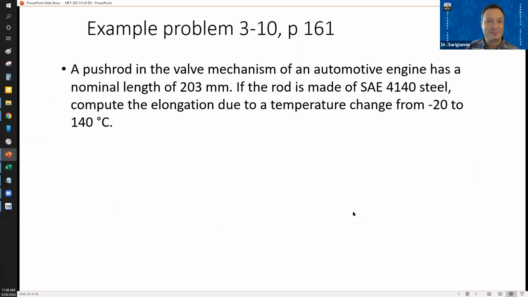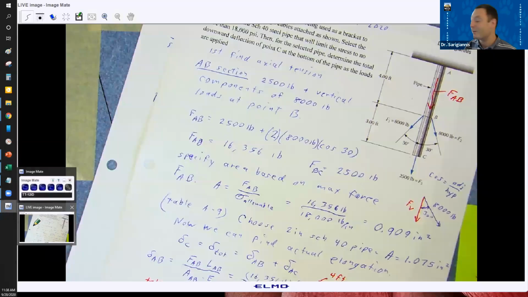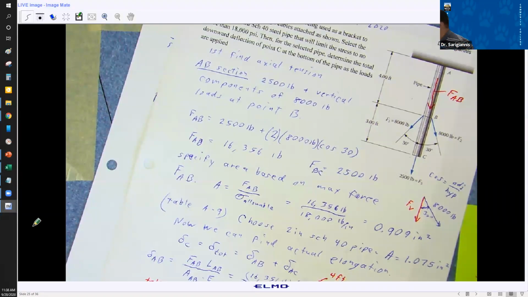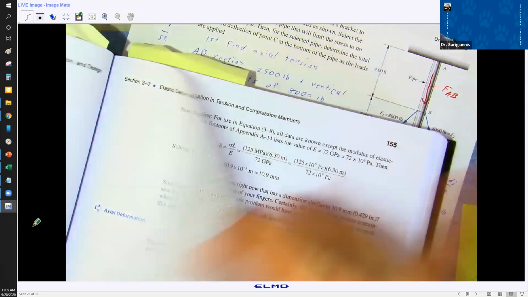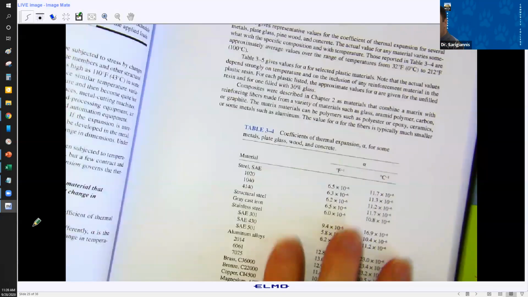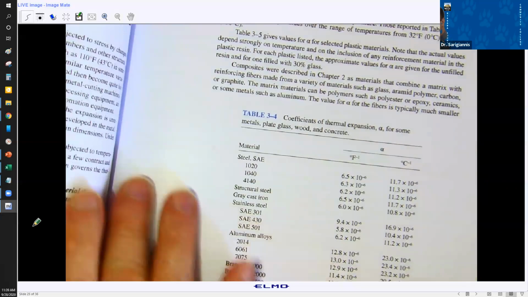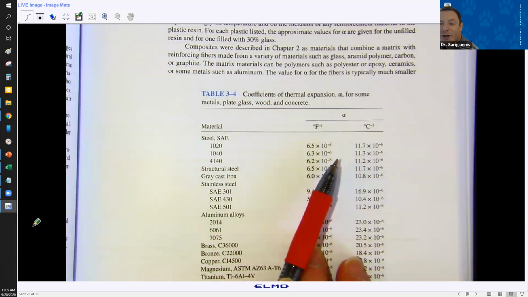Oh, the text, 3.4 and 3.5. Yeah, in your textbook, there are tables that have the coefficient of thermal expansion. Here's 3.4, and you'll see something similar in 3.5. But for example, steel, and notice the two different numbers. This is why it's important to make sure you know what units you're working in.